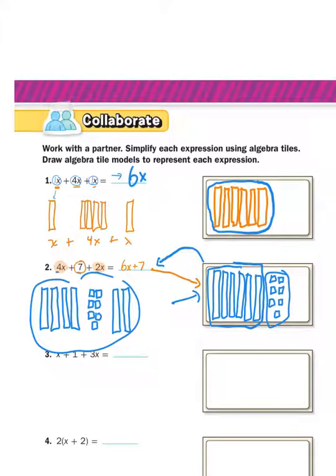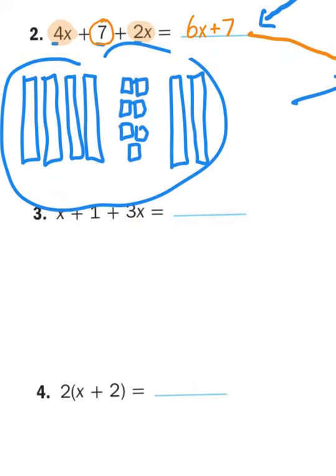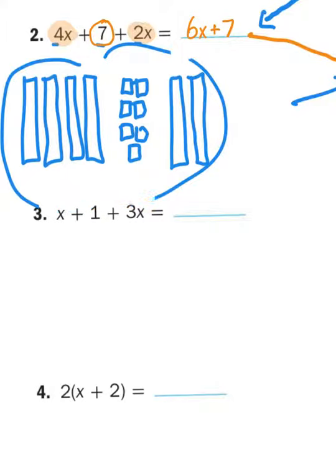All right, so now, here's what we're going to do in 3 and 4. We're going to do them a little bit differently. So in 3, what I'm going to do is I'm going to simplify the expression without tiles. And then I'm going to draw the tiles to see if I was right. So let's get started and I'll show you what I mean. Because then you're going to do 4 just like that. So let me erase that line.